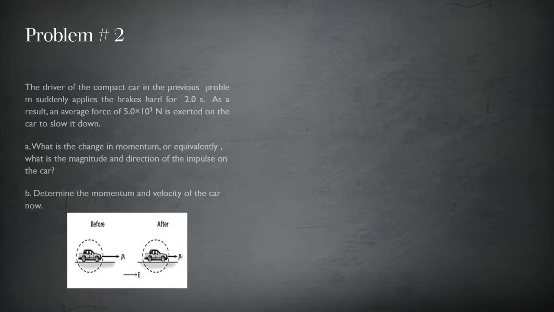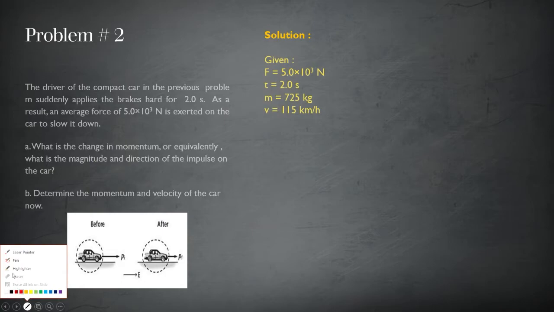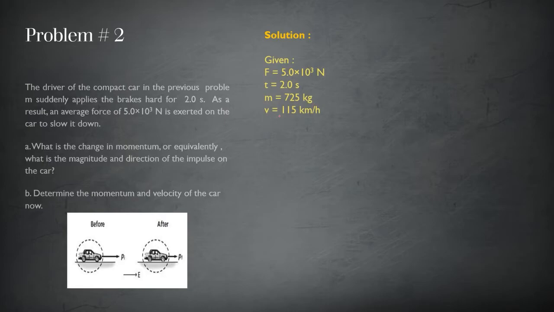For letter B, determine the momentum and velocity of the car now. So let's check our solution. First, we will write the given again. For the force, we have 5.0 × 10^3 newtons. For the time, we have 2 seconds. And for the mass, which came from our previous solution, that is 725 kilograms. The velocity is equal to 115 kilometers per hour from the previous problem.